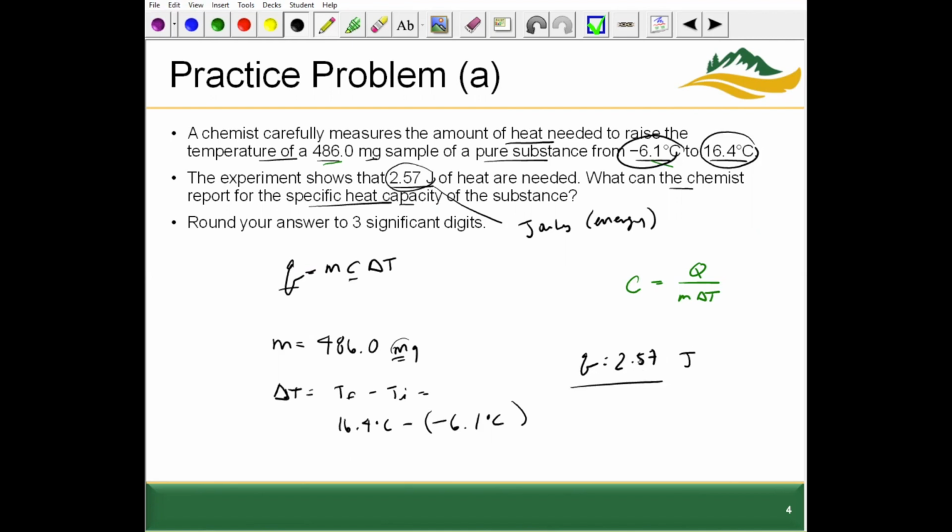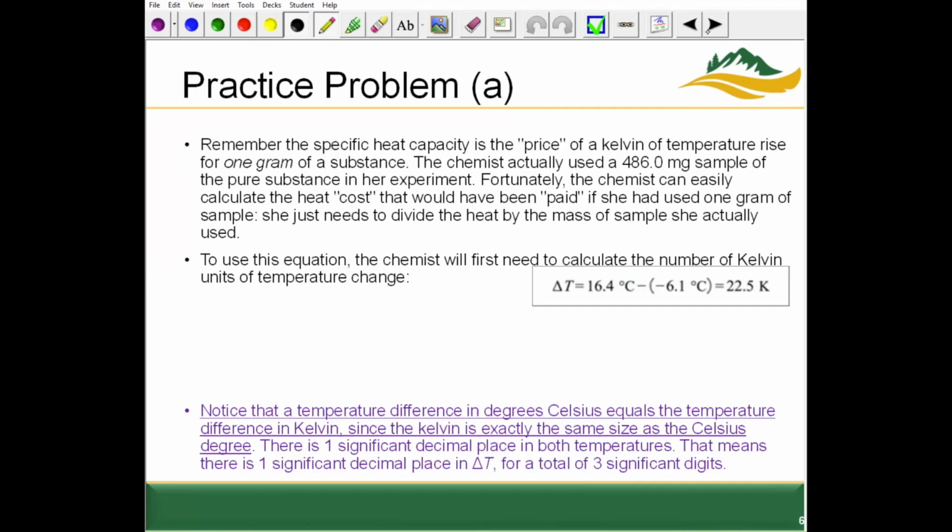Then we can plug in these different values and solve for the specific heat. Remember, this is the same thing, just using uppercase Q versus lowercase q, then rearranging to solve for the specific heat capacity. And remember that the specific heat capacity is per 1 gram of the sample, so we will need to convert milligrams into grams. Let's start with the delta T.